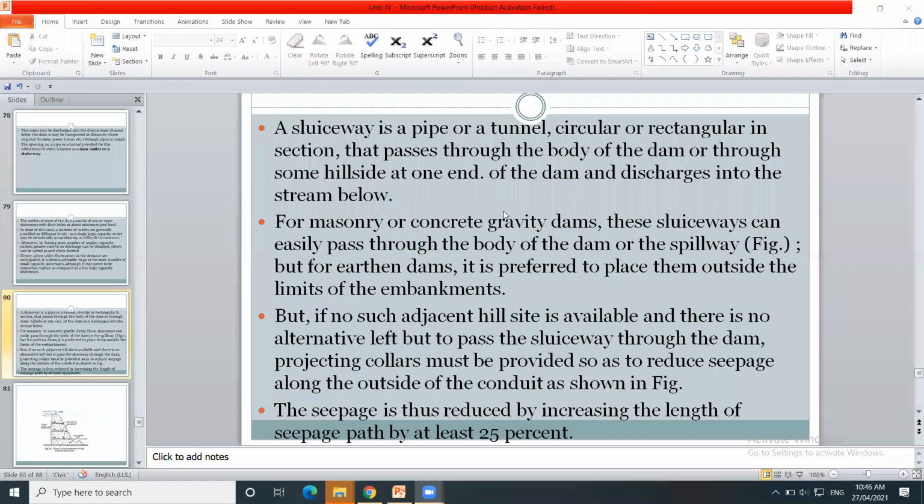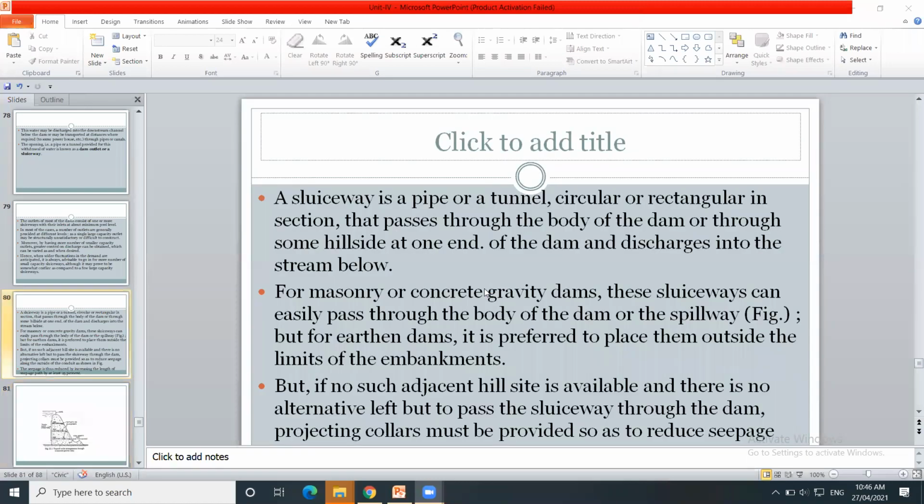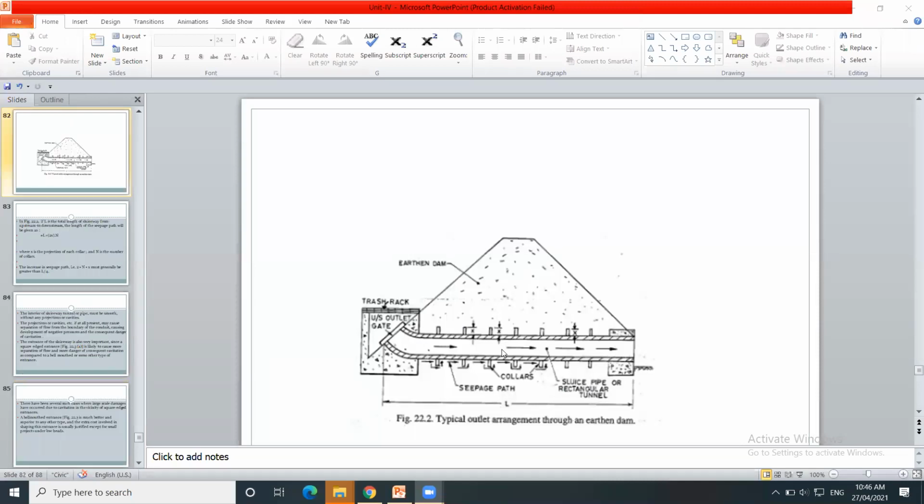So for masonry or concrete gravity dams, these sluiceways can easily pass through the body of the dam or the spillway that is shown in this diagram. The outlets are provided within the body of the dam. These are the sluiceways at different levels of the dam. For an earthen dam, it is provided outside the limits of the embankment. In this earthen dam, the outlet work, a rectangular tunnel or sluice pipe, is provided outside of the embankment.